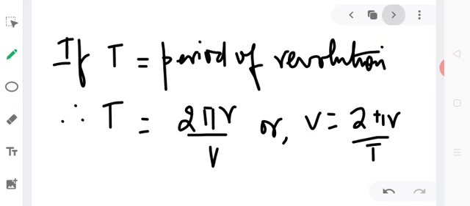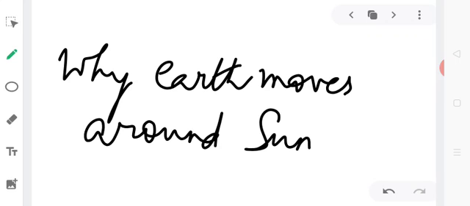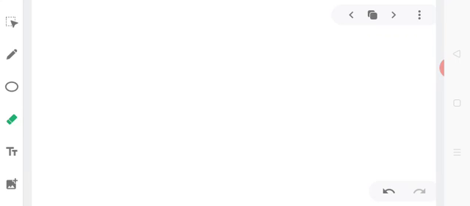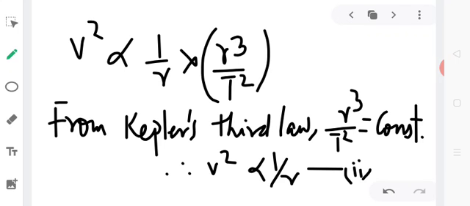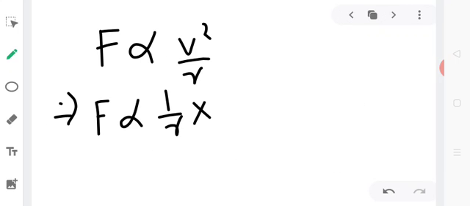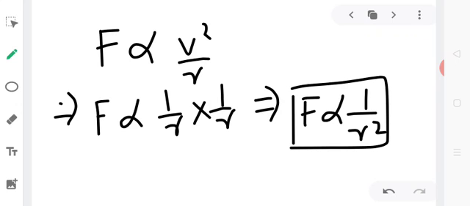Now just compare equation 1 and equation 2. In place of v squared, we can write 1 by r. So F is proportional to v squared by r, and in place of v squared we write 1 by r. Now obviously there is 1 by r more, so we get F is proportional to 1 by r squared.